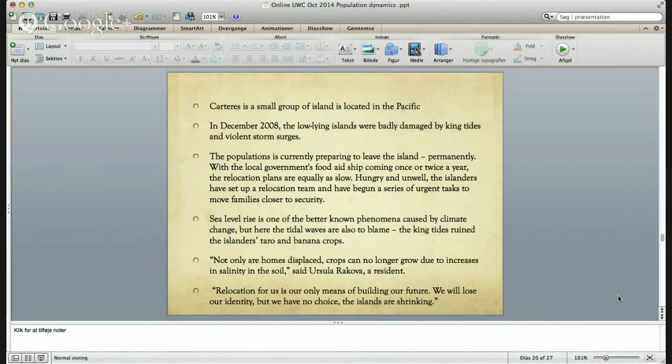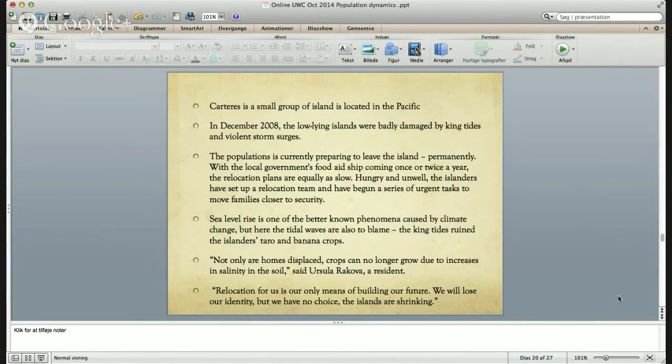And then again, the rise of the tidal waves really meant that they can't grow the crops, so they can't grow the food that they used to depend on. So in a way, they can't sustain their way of life anymore. So they're forced to leave even before the island disappears. In a way, they can't live there anymore.